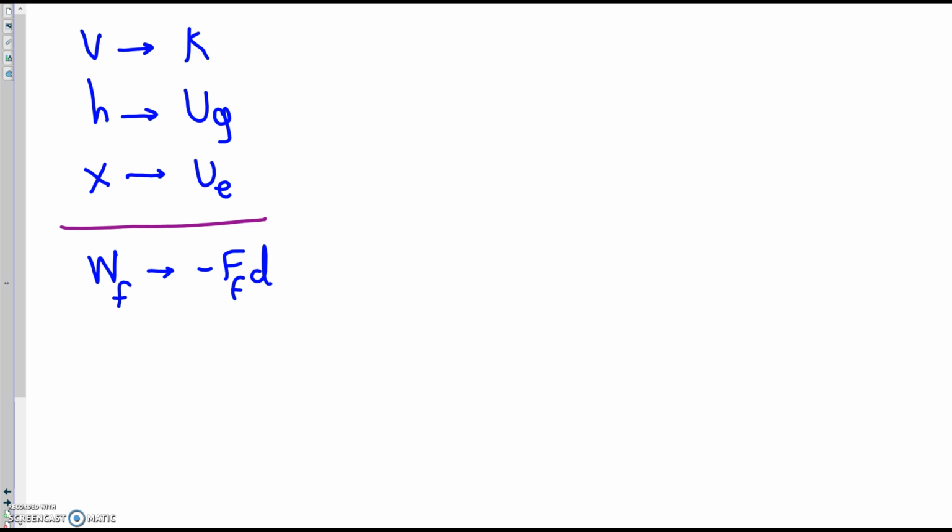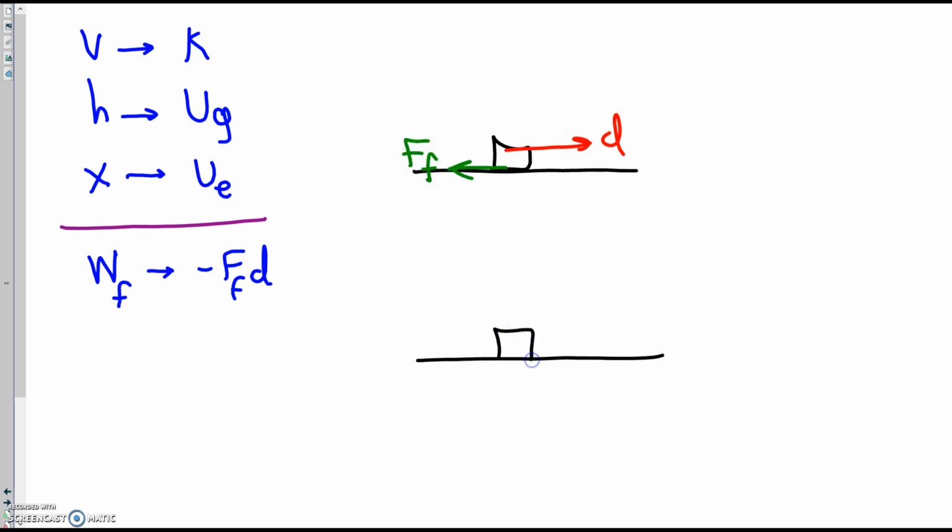Why is there a negative sign? Well, imagine that you've got a block sliding to the right. Where would friction act? It would oppose the block's motion. Or maybe instead we've got a block sliding to the left. Where would the friction act? It would oppose the block's motion again.